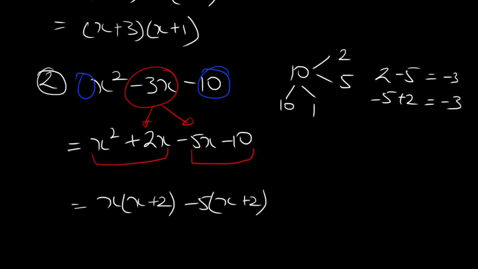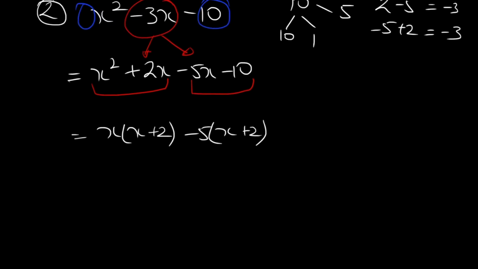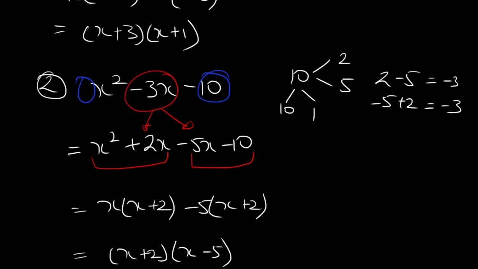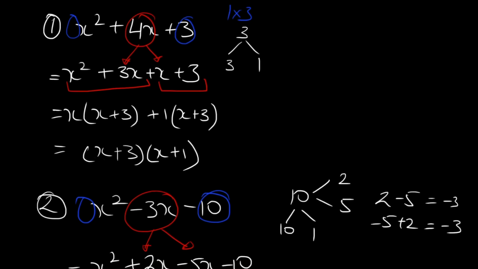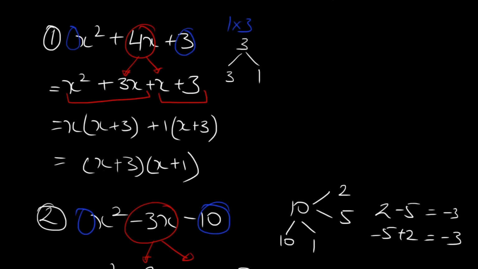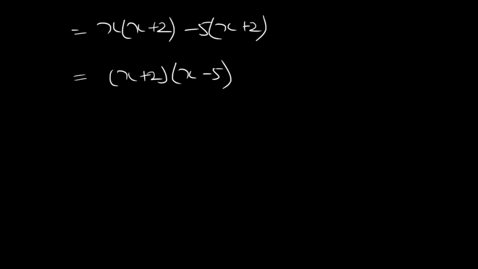Let me keep the question in view, and I can see that I've got the same thing within the brackets, so I can just factorize this fully to give me x plus 2, x minus 5. Okay, that was fairly straightforward. I think we'll all be reasonably comfortable with these two questions we've done so far. So these are just monic quadratic trinomials. Now what happens if we get into non-monics?